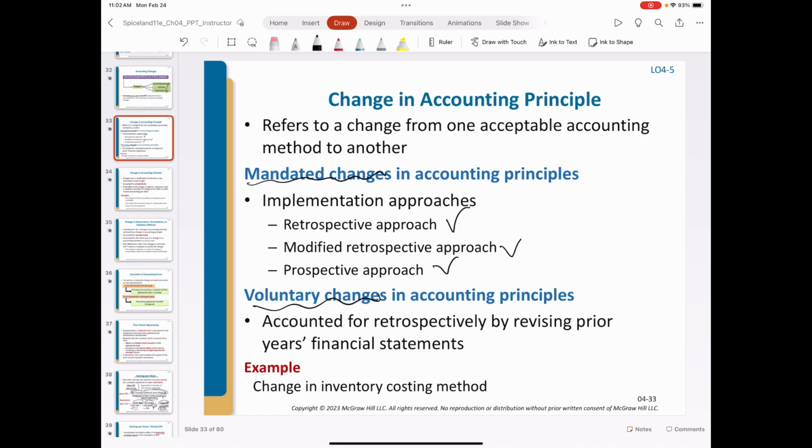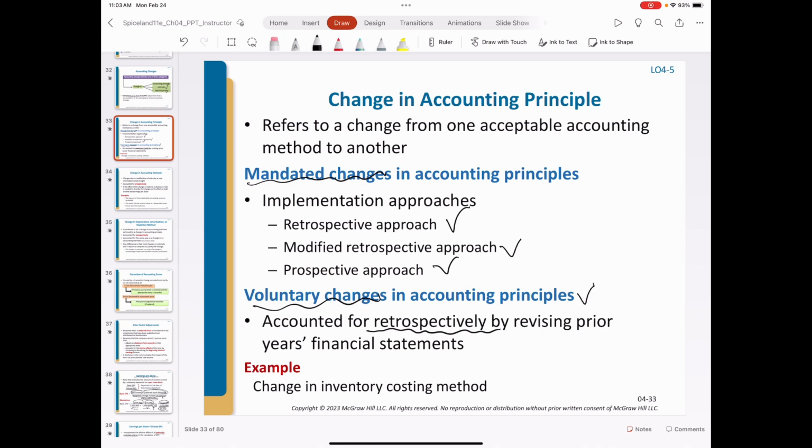Next one is the prospective approach. The company just follows the new accounting standards from now on, so there's nothing changed in the prior financial statements or adjustments. While a voluntary change is a change made by the company, the reporting entity, the company should account for the change through the retrospective approach by restating prior year financial statements.